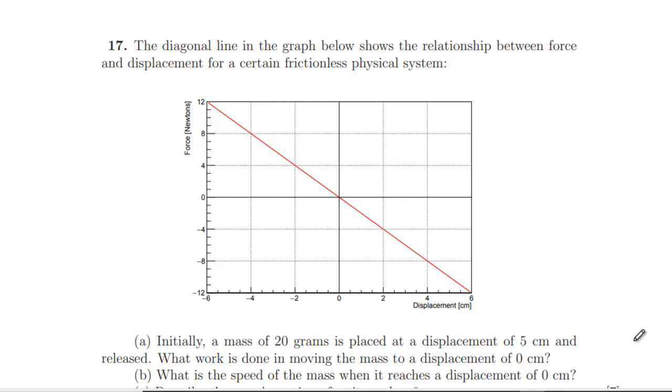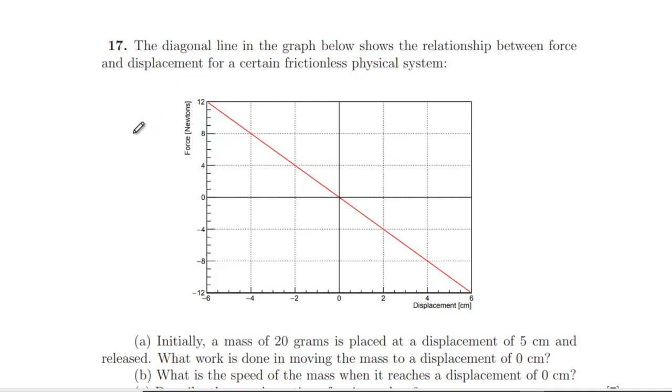Hello, pushing on with the 2016 Oxford PAT. We're at question 17 now, is the next one. We've got a diagonal line in the graph below, which shows the relationship between force and displacement for a certain frictionless physical system. Right, okay, so immediately when you're seeing this, this is one of the graphs you should be recognizing.